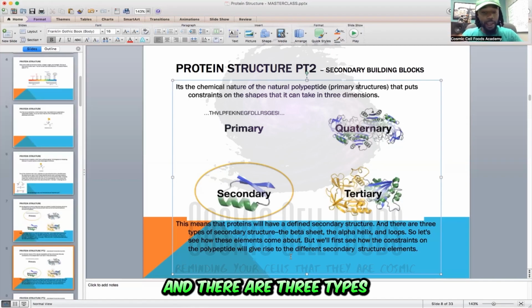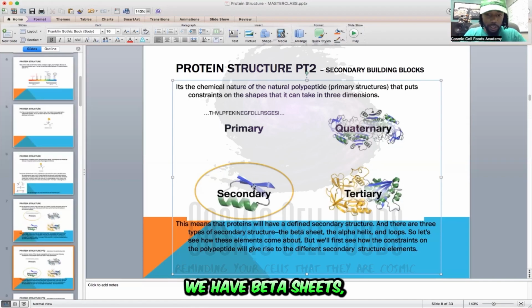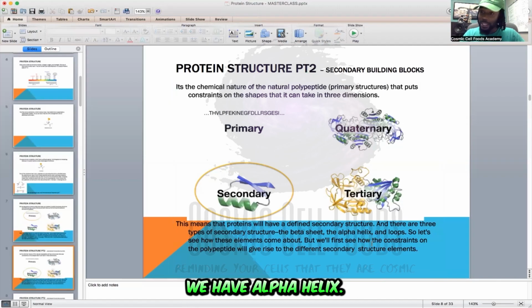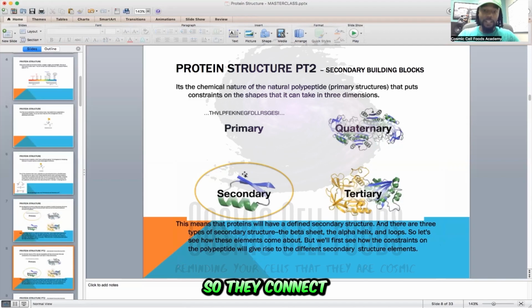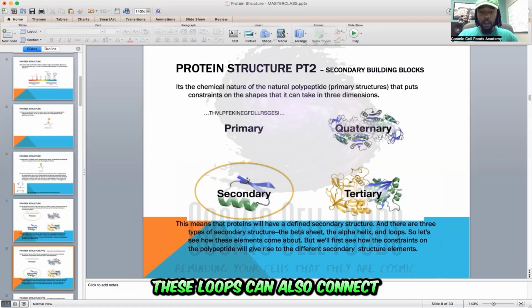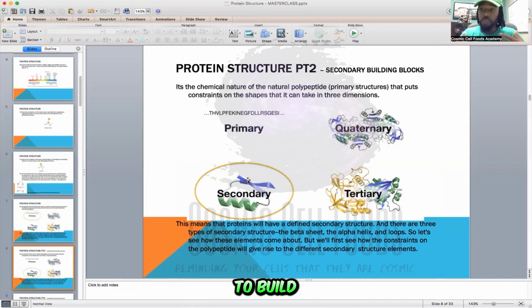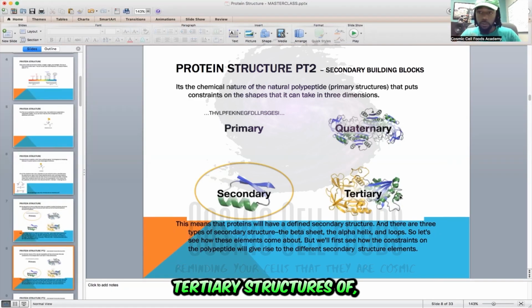And there are three types of secondary structures. We have beta sheets, which are these here in blue. We have alpha helices, which we see here in green, as well as loops. These loops are what connect the different types of structures. They connect these beta sheets to these alpha helices, and out of the N terminus or C terminus of the alpha helices, these loops can also connect to other helices or other beta sheets to form different types of protein, to build different secondary structures to create quaternary and tertiary structures of what we call protein.